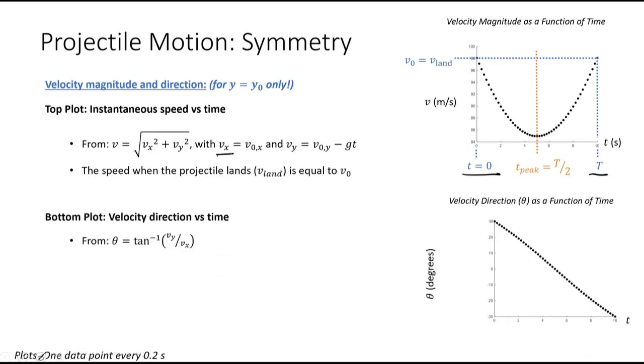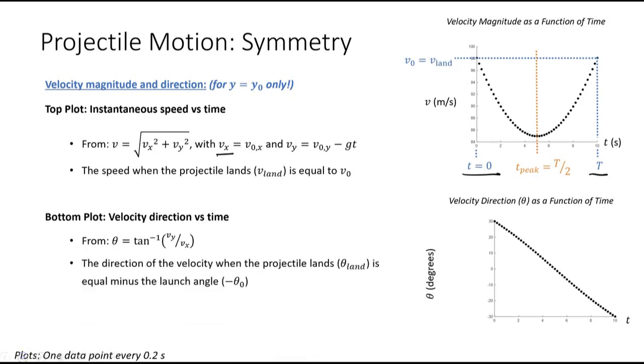Okay. Next up, let's think about the direction of the projectile velocity as a function of time. So I've created this plot. Again, I've used vx and vy like from up above, and now I'm just plotting the angle theta that results from the inverse tangent of vy over vx.